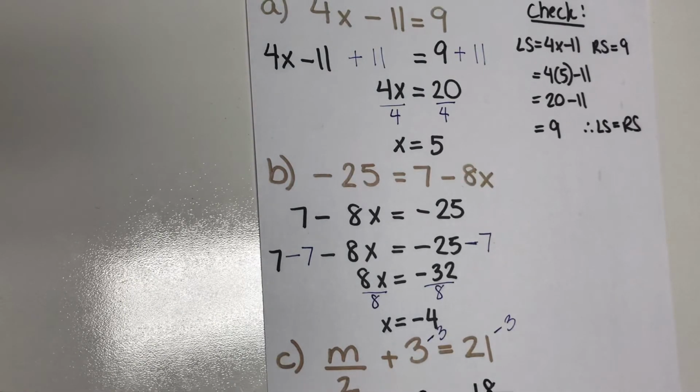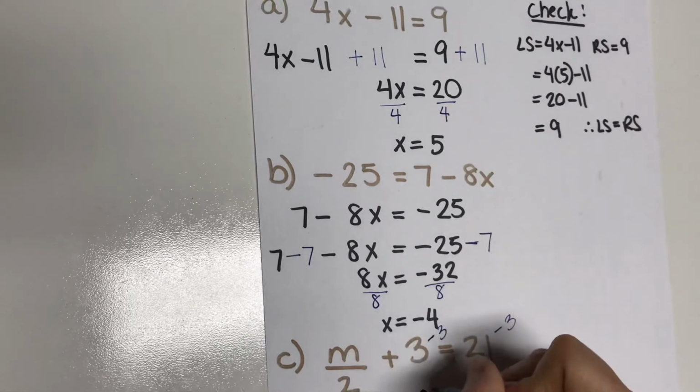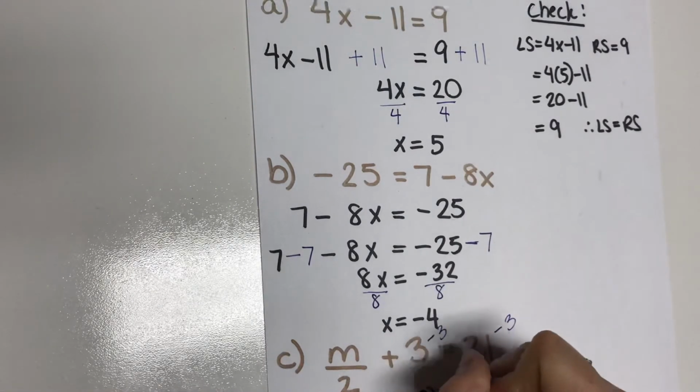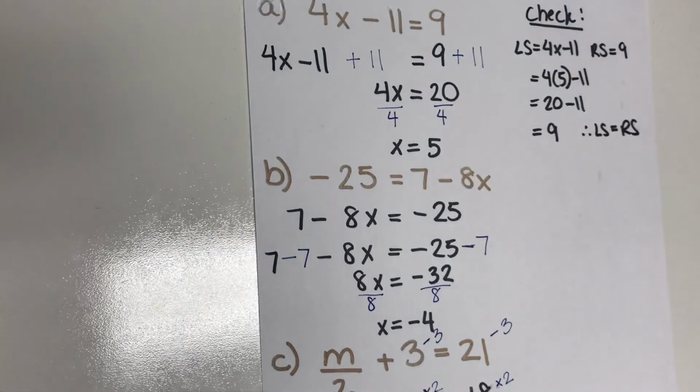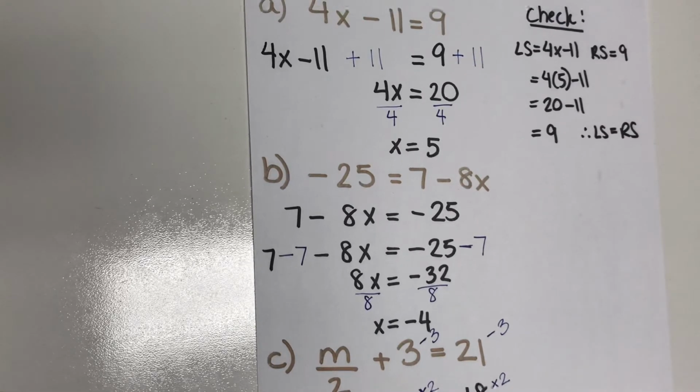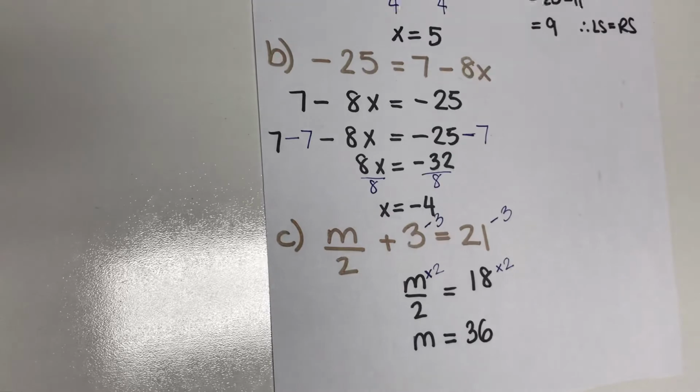Here, m is being divided by 2, so the opposite of dividing is multiplying. So I'm going to multiply this by 2, multiply this by 2. And I'm left with, the 2's cancel out, 2 divided by 2 is 1, so I'm just left with m is equal to 36. Oh, sorry. And that's the final answer.